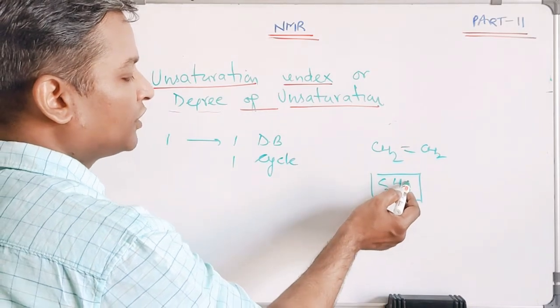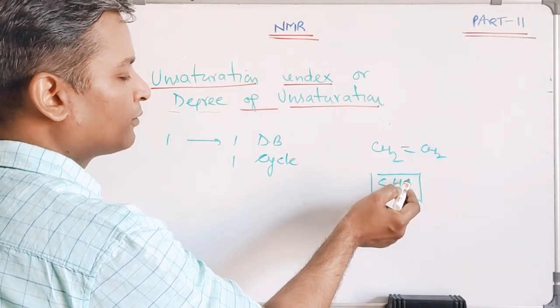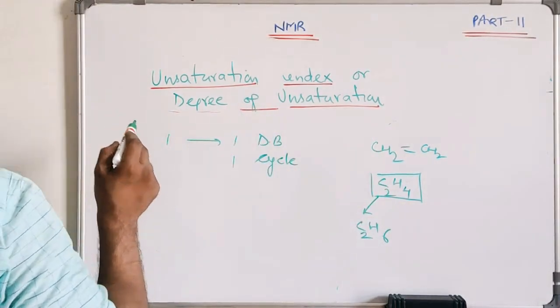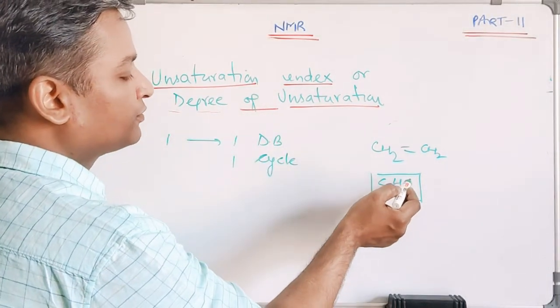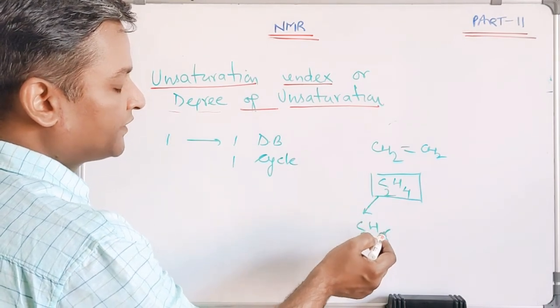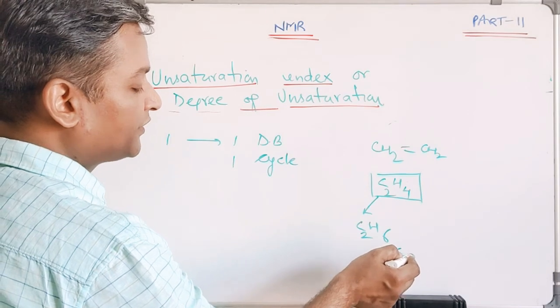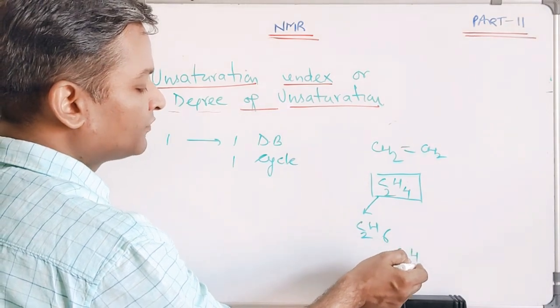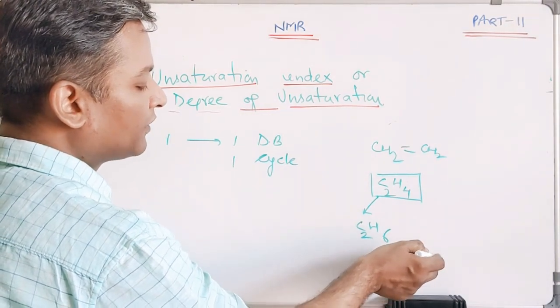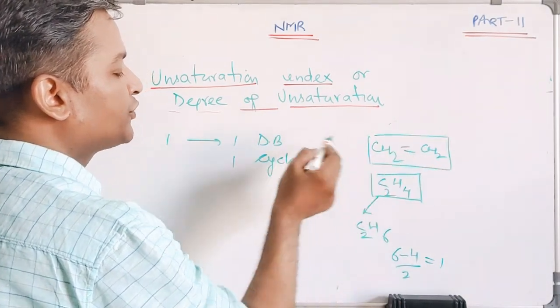So there is no oxygen, no halogen, no nitrogen, so no effect will be observed here. You find out just the corresponding alkane, C2H6. Now, 6 minus 4 divided by 2 is equal to 1. So this is how I'm saying every double bond is equal to 1 unsaturation index.